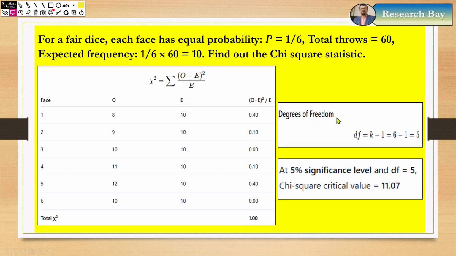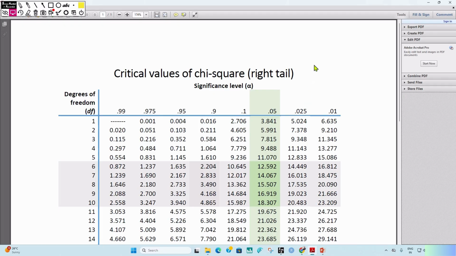Now we calculate the degrees of freedom. As the dice has 6 faces, degrees of freedom is calculated as n minus 1, that is 6 minus 1 is equal to 5. At 5% significance level and degrees of freedom 5, the chi-square critical value is 11.07. We saw it from the table. Let me show you where it is present in the table. So this is the chi-square table of critical values, wherein you see at 0.05 significance level and 5 degrees of freedom, you have the value which is 11.070, right?